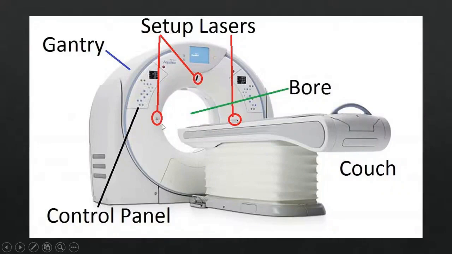The lateral laser is used to determine the height of my couch. The patient must be aligned so that the lateral laser is centered on the patient's body, ensuring that the patient is centered in my field of view, neither too high nor too low.